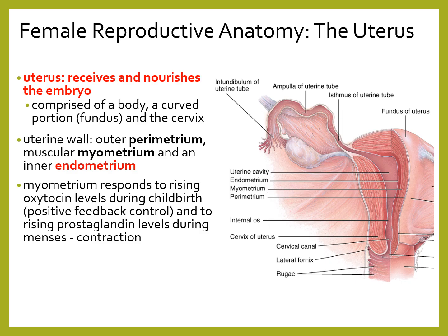We will come back to the endometrium in a couple slides because it is critical in the implantation of an embryo. The myometrium responds to rising oxytocin levels during childbirth to contract in response to that hormone. That is a classic positive feedback control mechanism. And contraction of the myometrium can also result from rising prostaglandin levels during menses or menstruation. And this contraction is known in layman's terms as cramps.